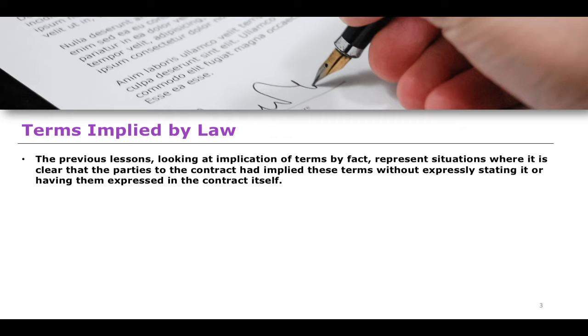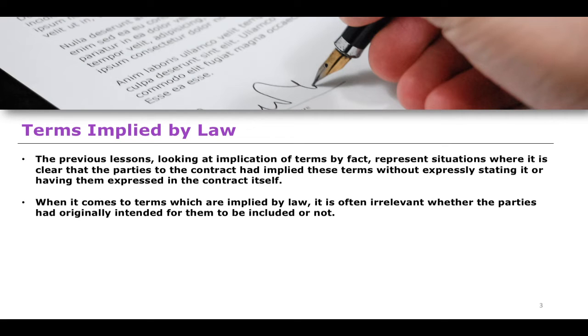So, like I said, previous lessons are talking about the implication of terms by fact, representing situations where it is clear that the parties to the contract had implied these terms without expressly stating them or necessarily having them expressed in the contract itself. When it comes to terms which are implied by law, it is often irrelevant whether the parties had in fact originally intended for them to be included in the contract or not.